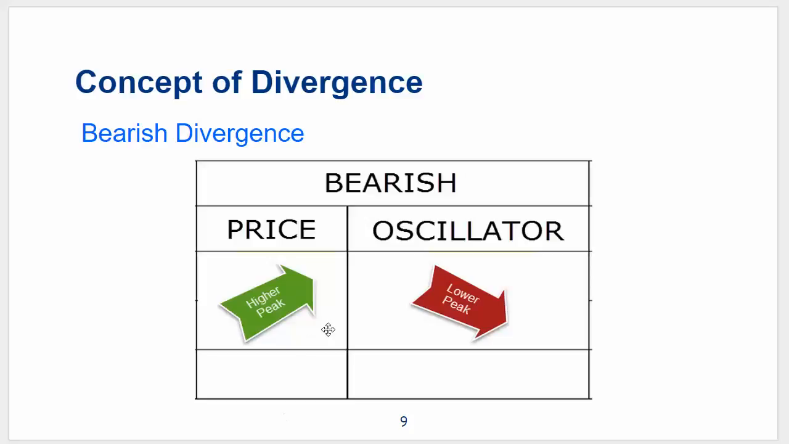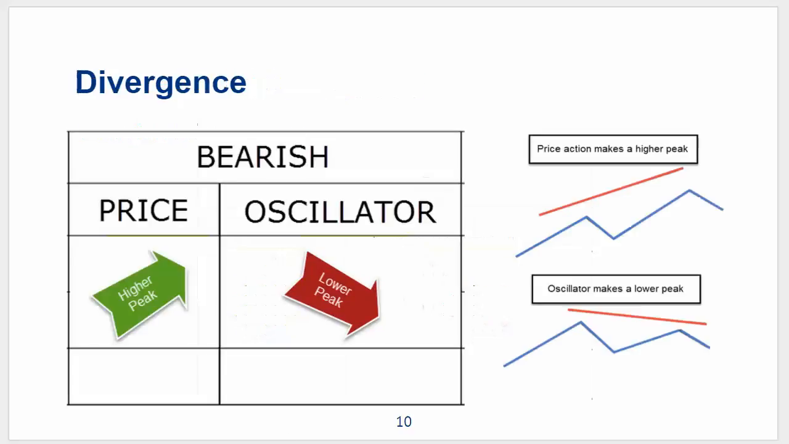Now with the bearish divergence we have the opposite. With the bearish divergence we're in an uptrend, and by saying bearish we know that we're predicting that we may see some bearish price activity. So what we have is with price, it's making a higher peak, but the oscillator is making a lower peak. And here's what it looks like on the right hand side.